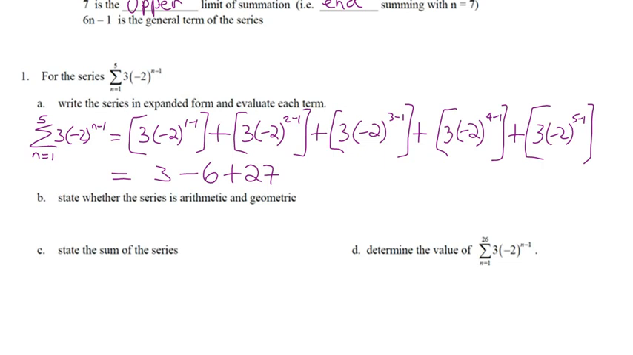Negative 2 cubed is negative 8, times 3 is 24, so it'll be minus 24. When you odd power a negative, you get a negative. Negative 2 to the 4th is positive 16, times 3 is 48. Plus 48.